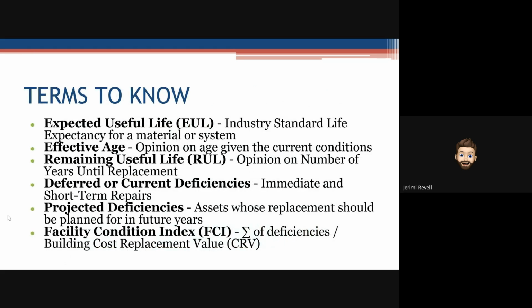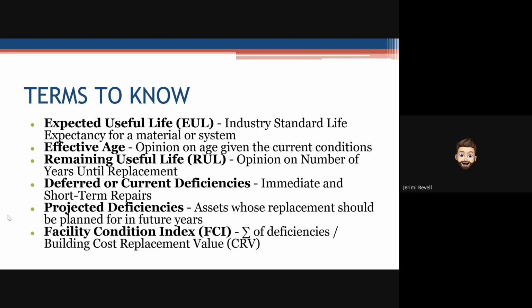So we've got some terms to know. Expected useful life is what the industry standard is for that particular component or system. The effective age is how old the assessors believed your equipment to be at the time they did the assessment. If there was some kind of service date posted on that equipment, then they went off of that. If there wasn't, then they tried to guess how long that equipment has been in service based on the condition it's in. The remaining useful life is the difference between the two.